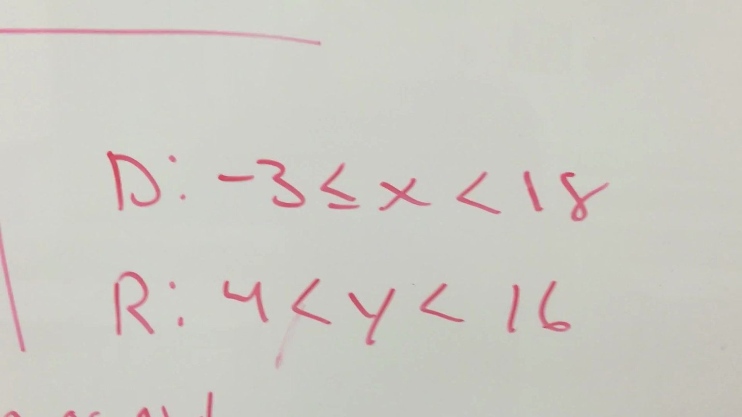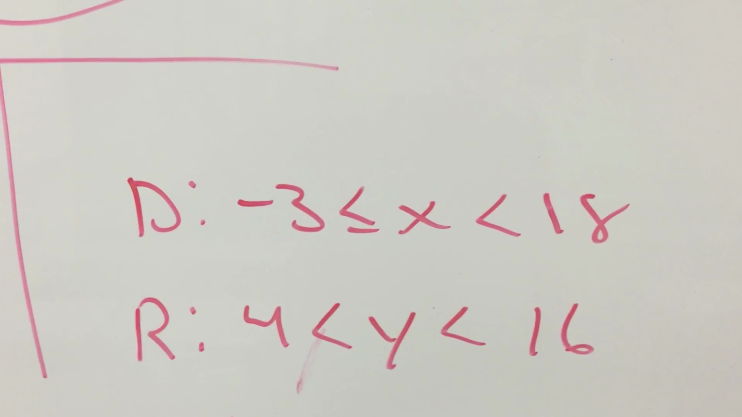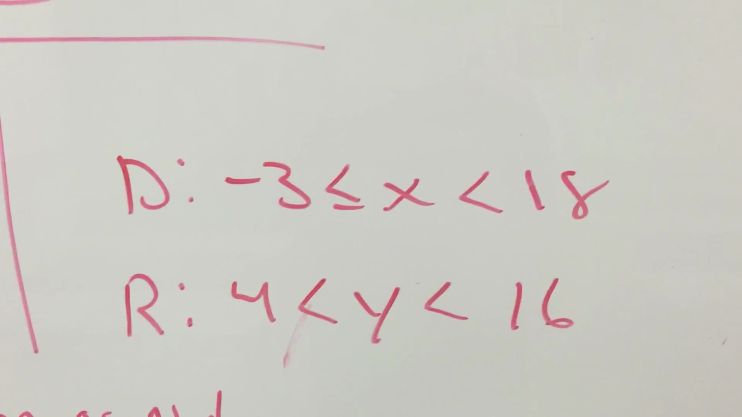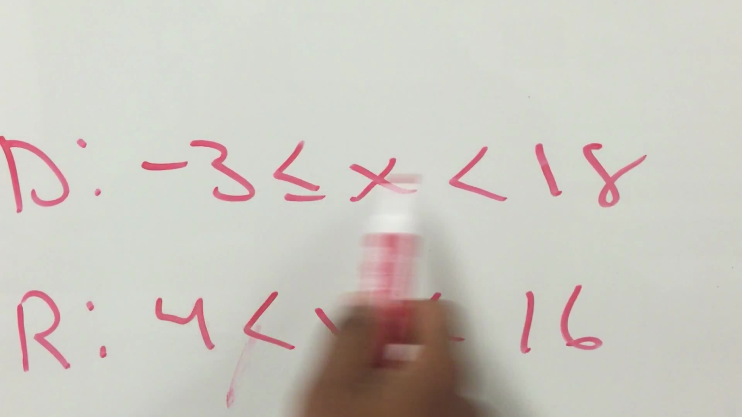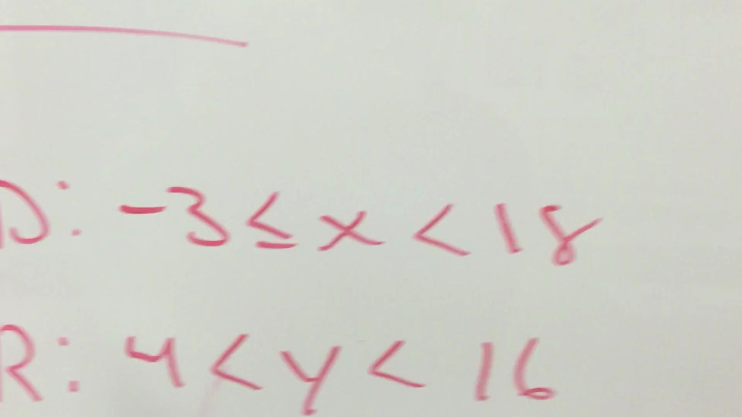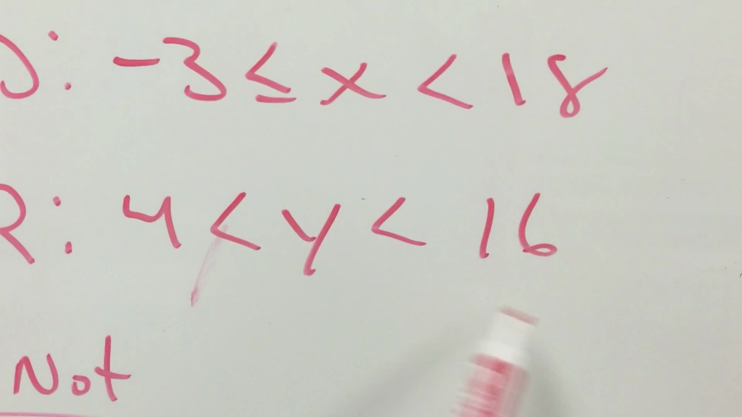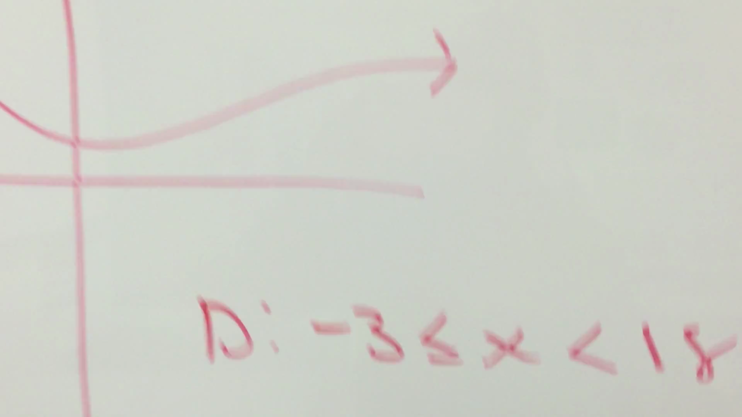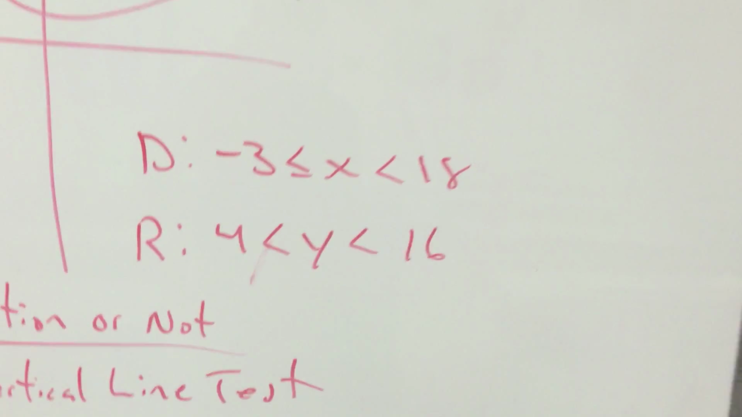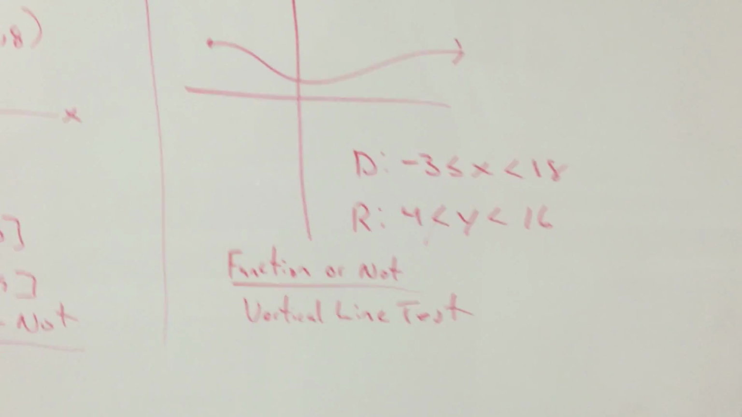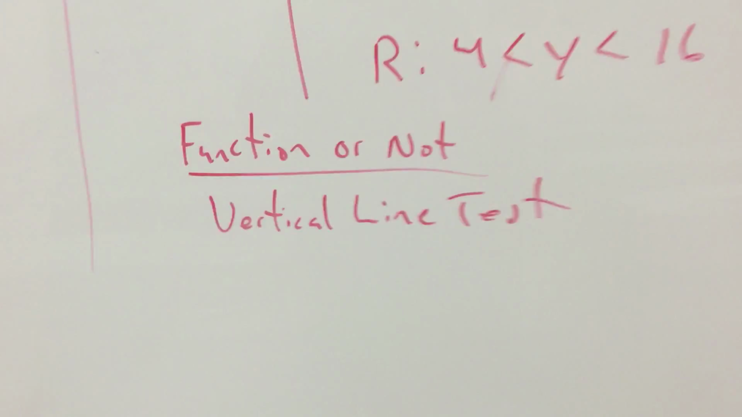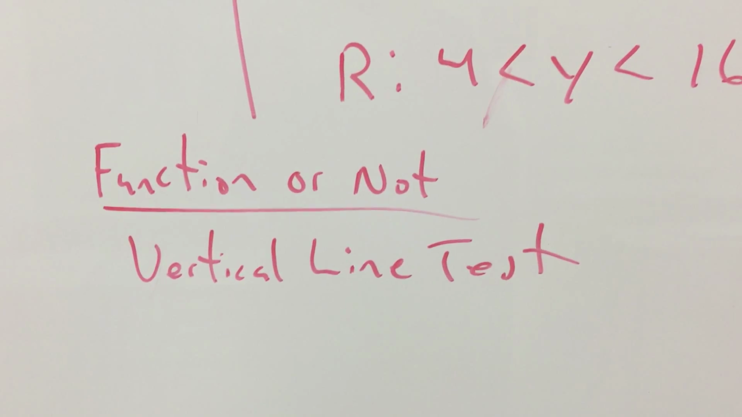It looks like a set of numbers between two things, right? So the domain goes from -3 to 18. That's just an example, right? My range goes from 4 to 16. Again, those are just examples. They don't line up with that, but that's what domain and range look like for continuous graphs. If I want to know if that's a function or not, do the vertical line test, okay?